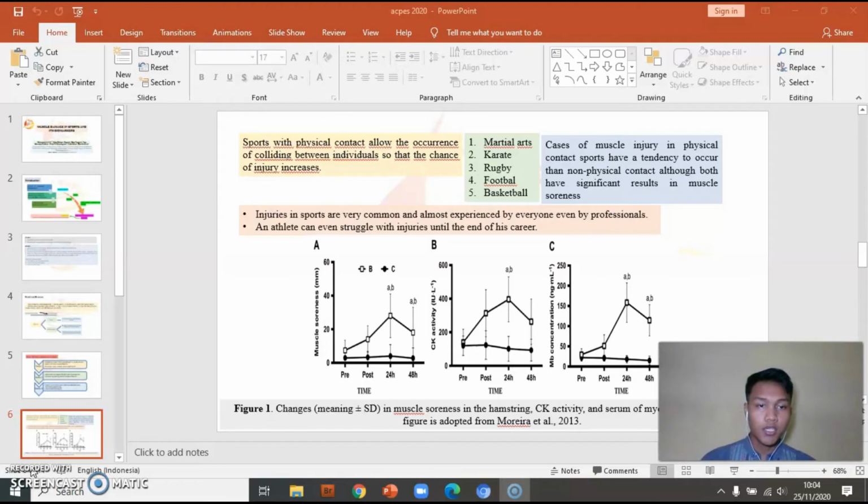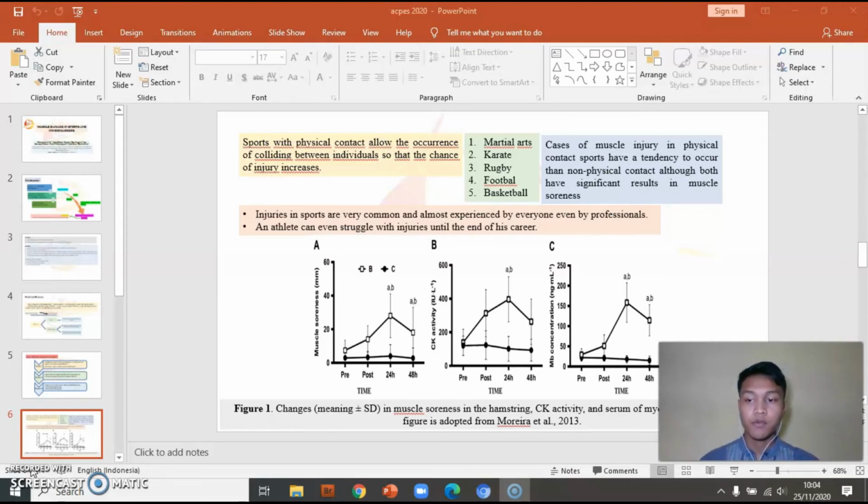Cases of muscle injury in physical contact sport have a tendency to occur than non-physical contact, although both have significant result in muscle soreness. Injuries in sport are very common and almost experienced by everyone, even by professionals. An athlete can even struggle with injuries until the end of his career.